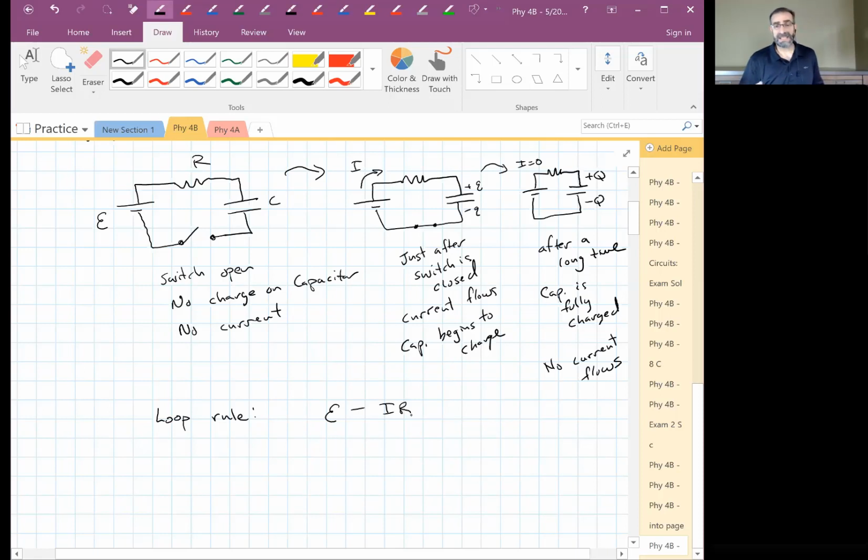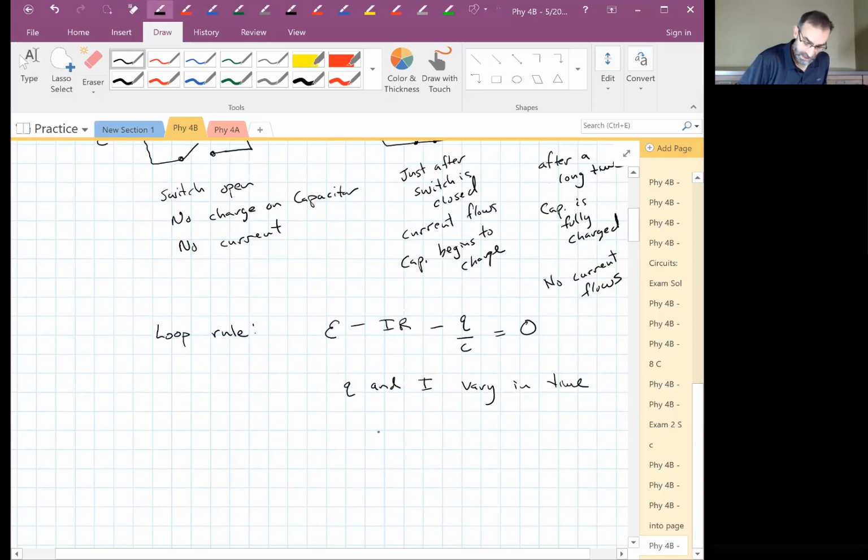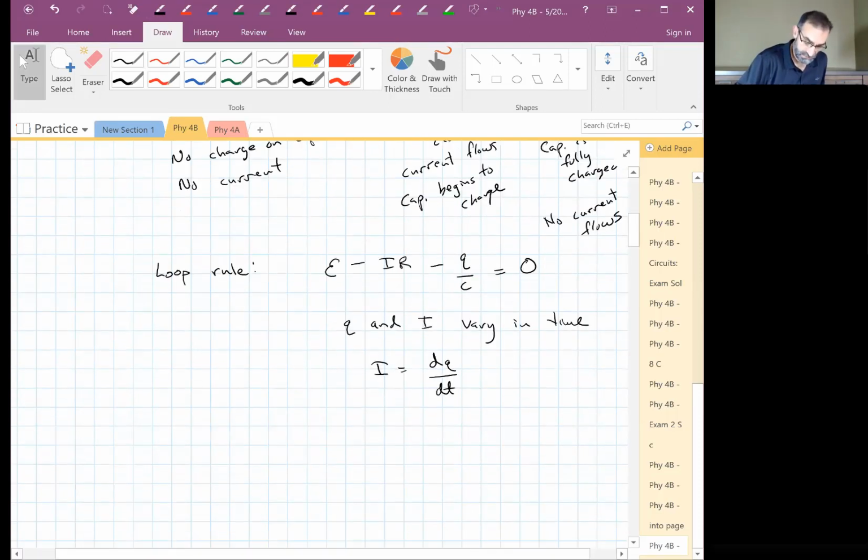And now we go through a capacitor. Q equals CV for a capacitor, so V is equal to Q over C. So we've dropped by Q over C, and now we're back at 0. Both Q and I vary in time. And we can write I as dq dt. Right? That's the current is the change in charge over time. So we can rewrite this equation.